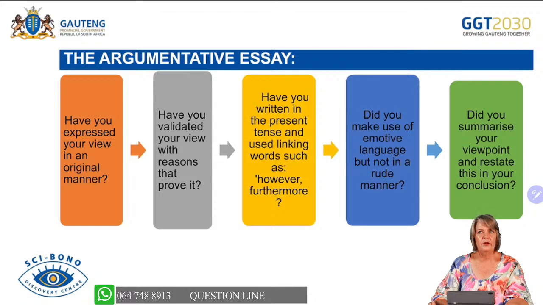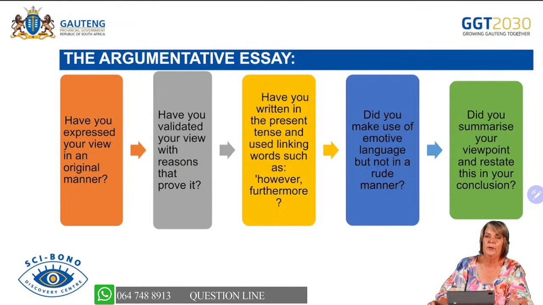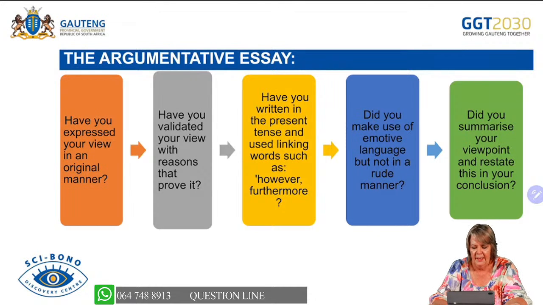Let's take a look at the checklist for the argumentative essay. Have you expressed your view in an original manner? Have you validated your view? Validated would mean, have you given reasons for your view with reasons that prove it? Have you written in the present tense and used linking words such as however, furthermore, on the other hand, if you would like to use that one?